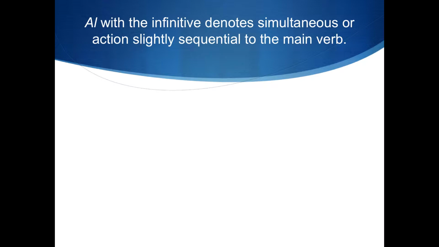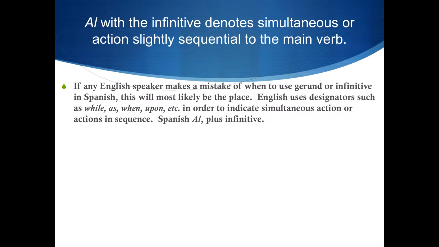Al with the infinitive denotes simultaneous action or action that is slightly sequential to the main verb. Another reason you would use the infinitive. If any English speaker makes a mistake of when to use gerund or infinitive in Spanish, this will most likely be the place. English uses designators such as while, as, when, upon, in order to indicate simultaneous action or actions in sequence. Spanish, al, plus the infinitive.